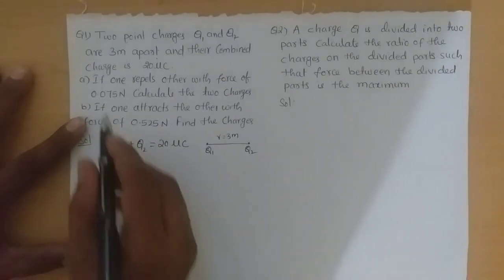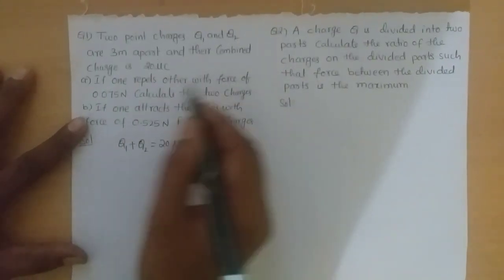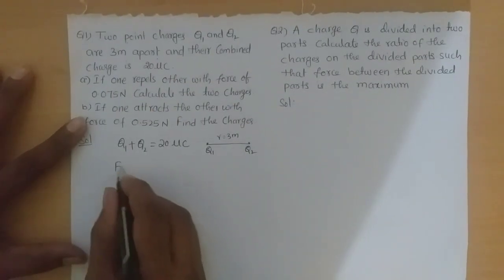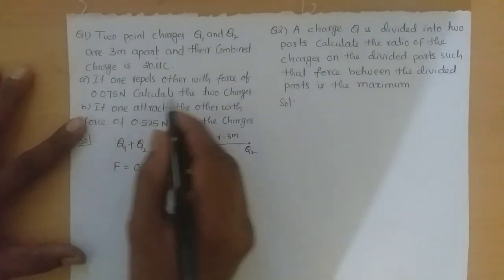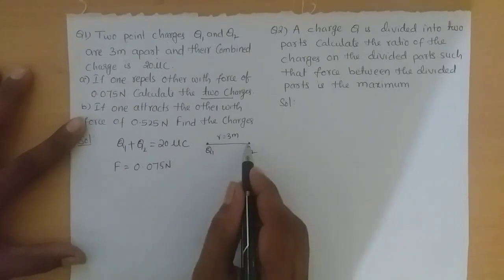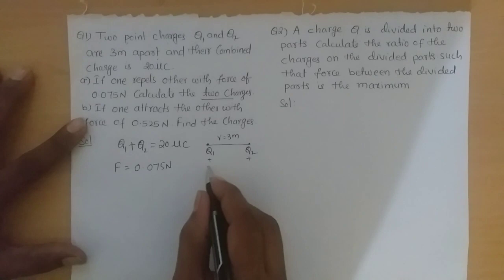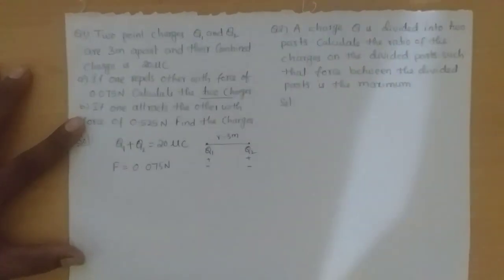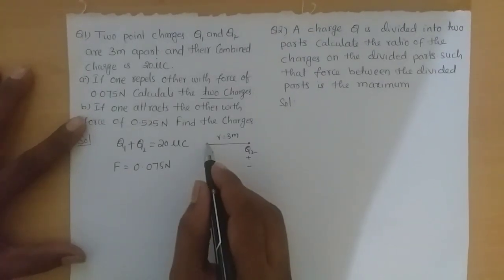Okay, the first question: if one repels the other with a force equal to 0.075 newtons, calculate the two charges. If one repels the other, this repulsion takes place when both are either positive or both negative. That means like charges. So then we have to find the two charges.